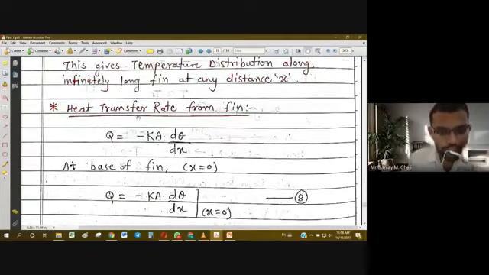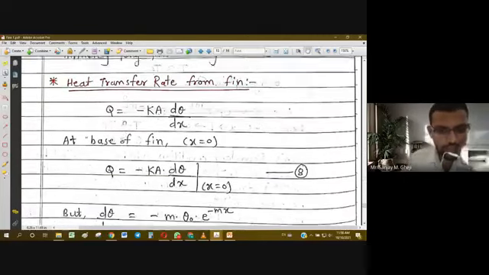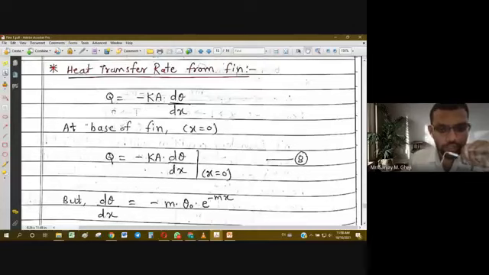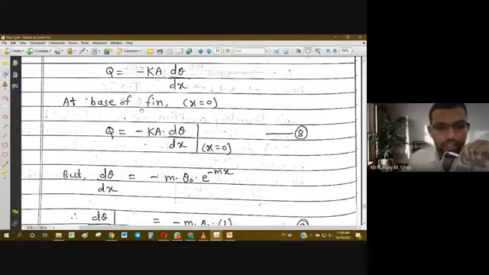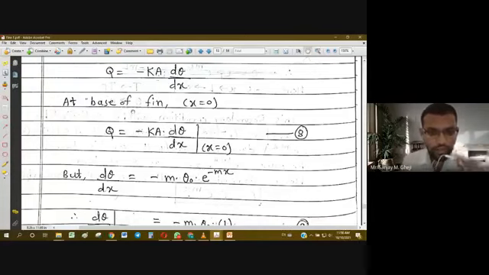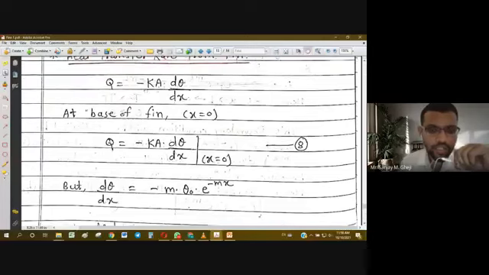Now let us find the heat transfer rate from the fin. Heat transfer rate from the fin will be given by Fourier's law at the base. It is q equal to minus k d theta by dx at the base of the fin, because at the base of the fin it is all solid material. Okay, so the base is like a solid wall, and the fin which is attached to the base is also of solid material. So from the base into the fin, the heat is being conducted, and that is why we are using the conduction equation. Okay, so q equal to minus k d theta by dx at x equal to 0.